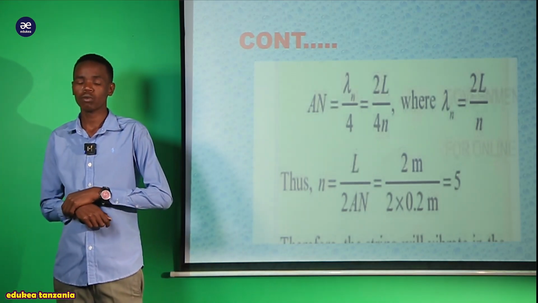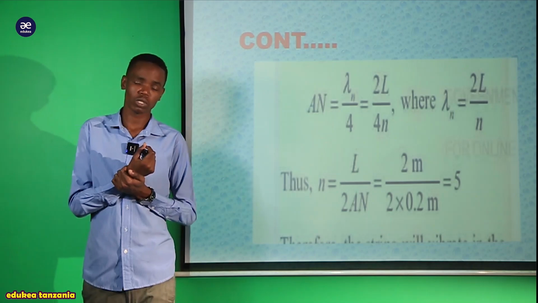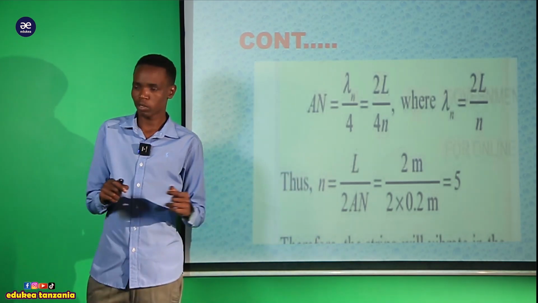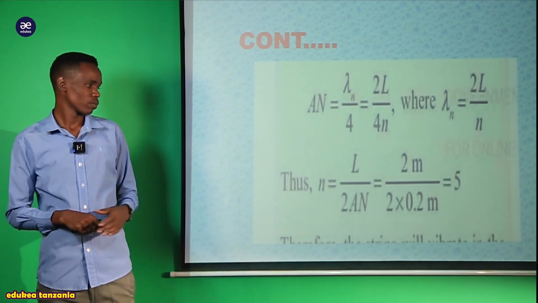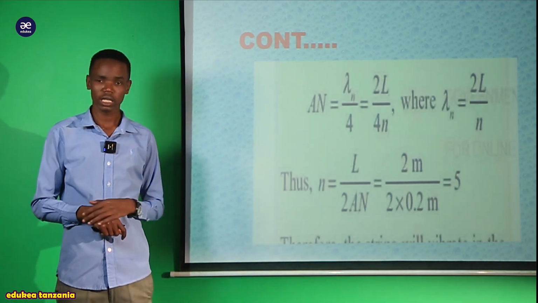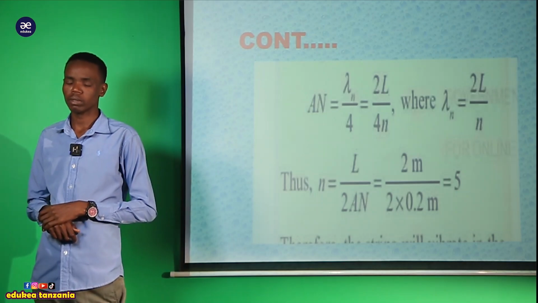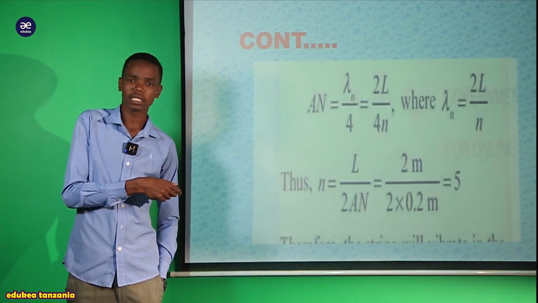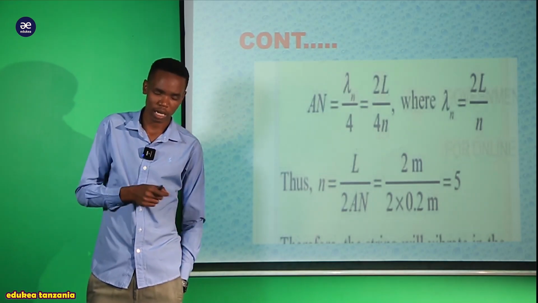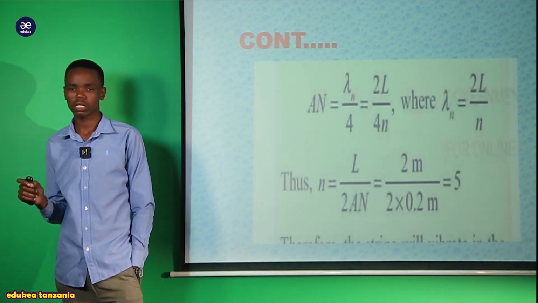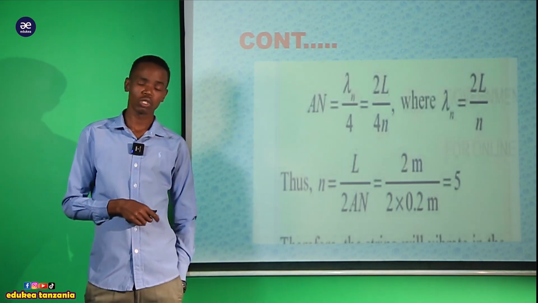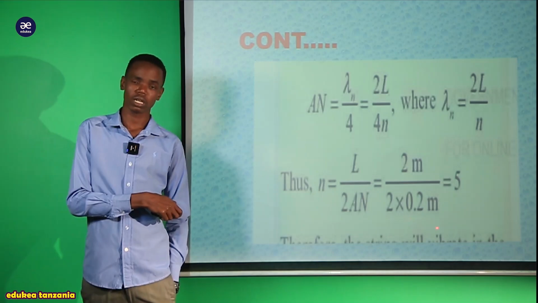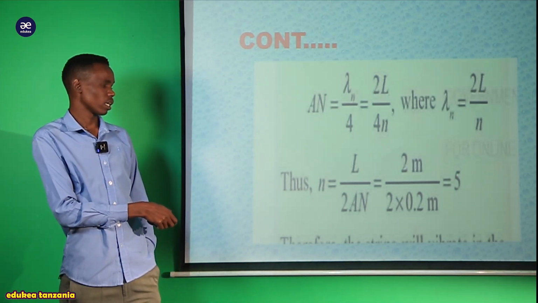In the end we substitute the data given in the question, because we have been given the distance between the antinode and the node, which is 20 cm. So we convert it to meters. After converting, we substitute the length of the string, which we were given as 2 meters, and the distance between the antinode and the node, which is 0.2. After that we should simplify.